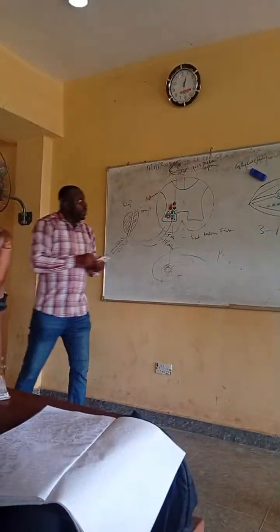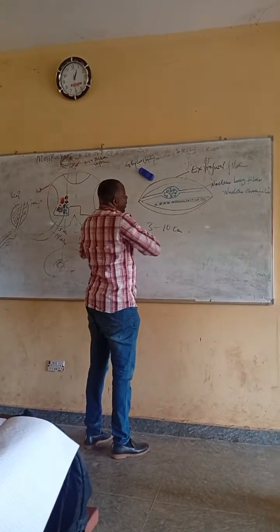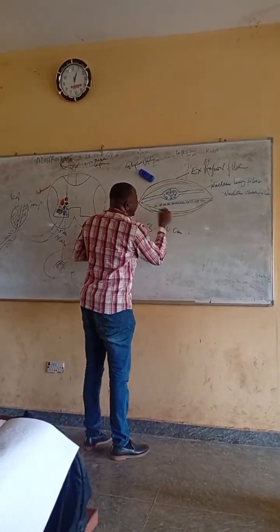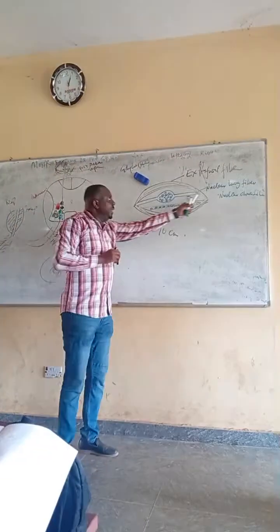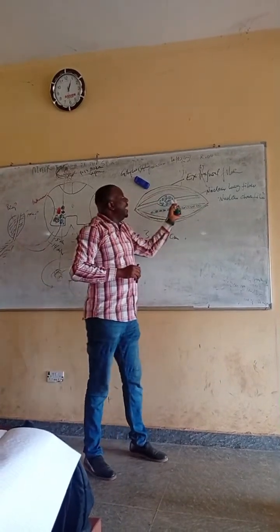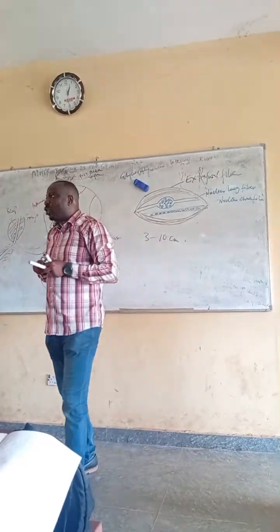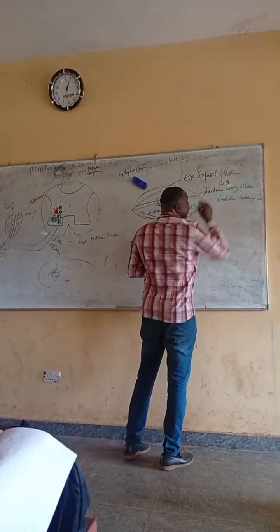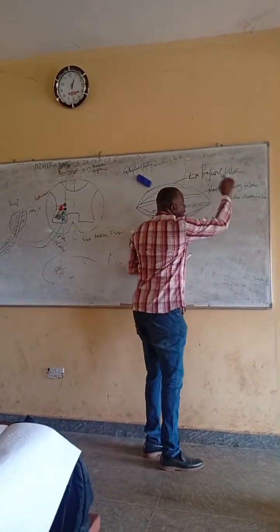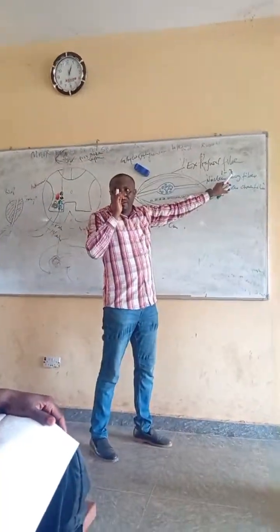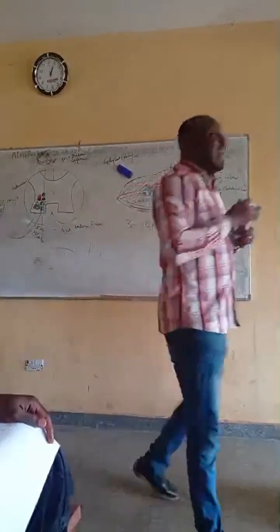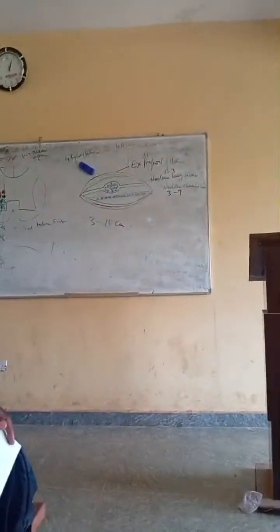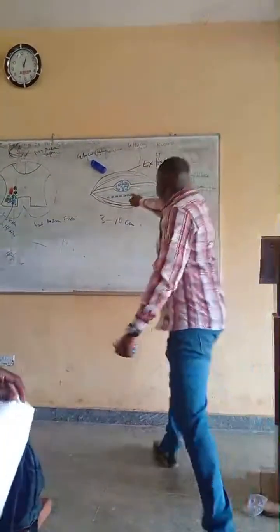So in all, the whole of this is the extrafusal fiber, and these ones are the intrafusal fibers. The intrafusal fibers are divided into two: the nuclear bag fiber and the nuclear chain fiber. Now, in a muscle, we have about 1 to 3 nuclear bag fibers, and about 3 to 9 nuclear chain fibers. So we have more nuclear chain fibers than nuclear bag fibers in the muscle.